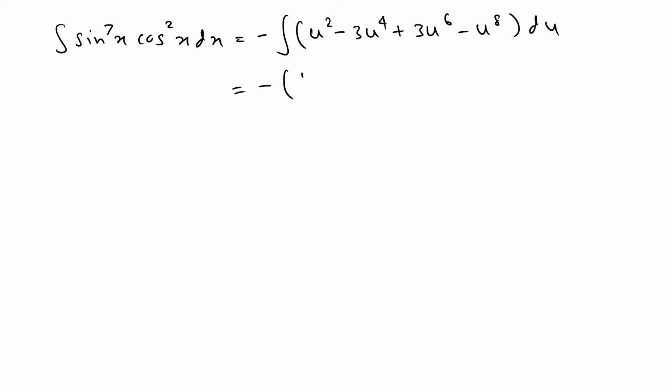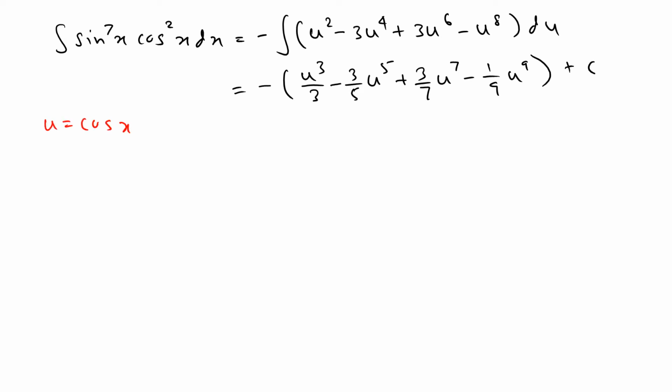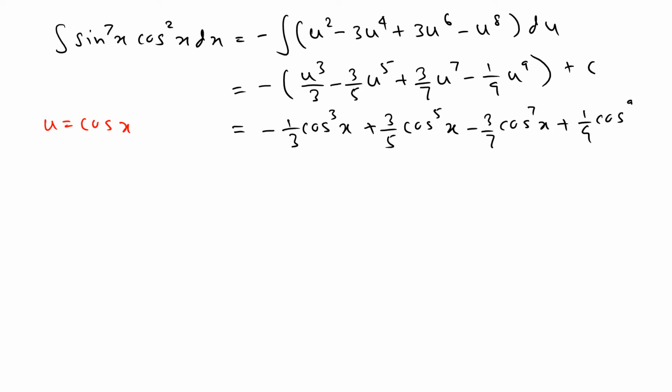If you integrate term by term, you get u cubed over 3 minus 3u to the 5th over 5 plus 3 over 7 u to the 7th minus u to the 9th over 9 plus c. Also you multiply by the negative sign, and substitute for u, because we know that u equals cosine x. So you put that back in and multiply by the negative sign. You get negative 1/3 cosine cubed x plus 3/5 cosine to the 5th x minus 3/7 cosine to the 7th x plus 1/9 cosine to the 9th x plus c. Maybe this is the longest expression you have ever written so far.